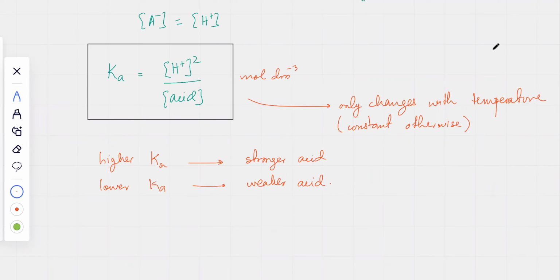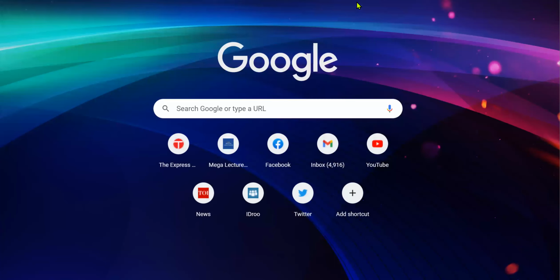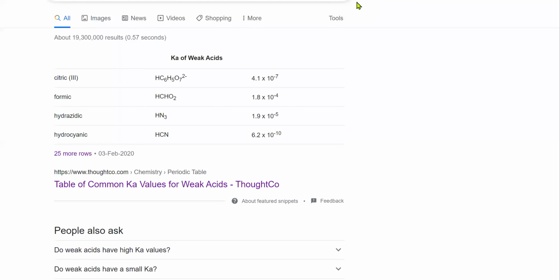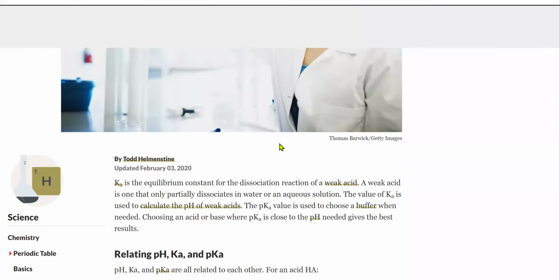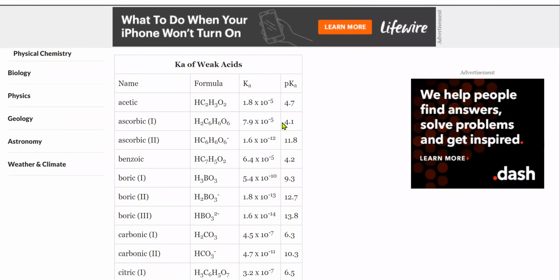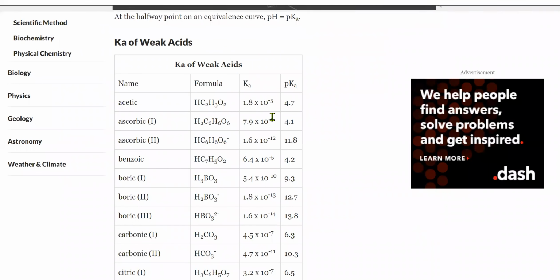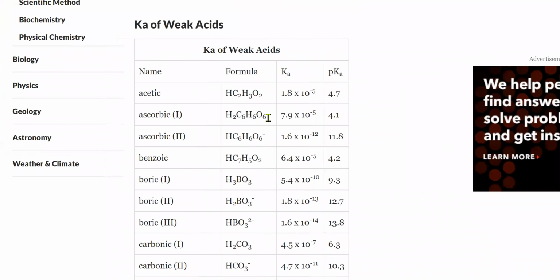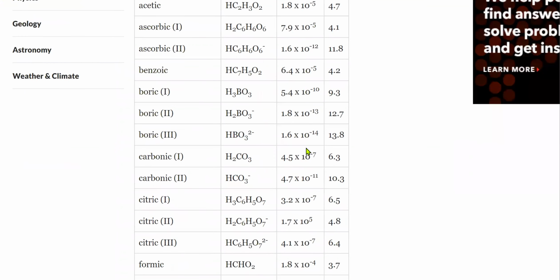I'm just going to show you how K values are given. They're not in your data booklet, but for every question these values would be given to you. For example, I've just Googled things. You have all these acids over here, and the K values are provided. Sometimes they're very, very small, for example 10 power minus 14. Boric acid is a very weak acid. It hardly produces any ions.